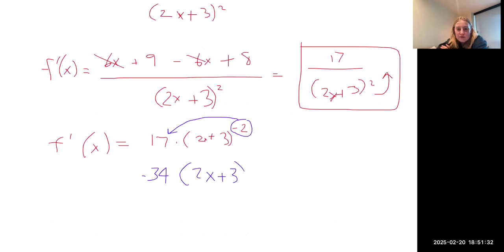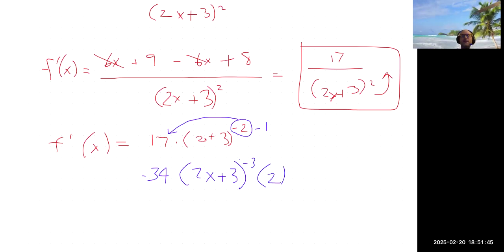And then we're going to have to subtract 1 from the exponent when we take the derivative. So this is now going to be minus 3. And then it's going to be times a 2, because we have to take the derivative of the inside, and that derivative is a 2. So then this would be the second derivative. Now we've taken the second derivative.